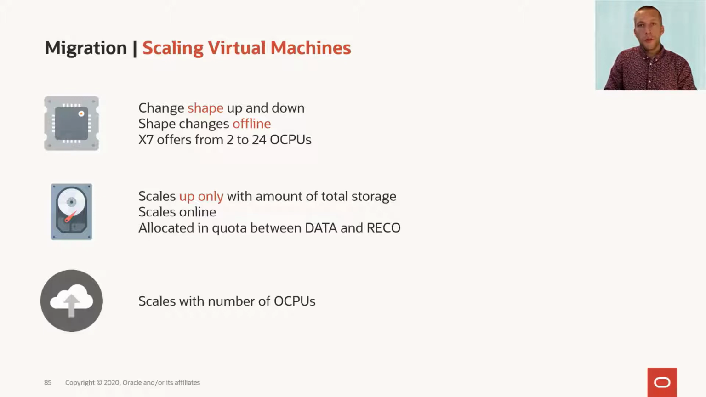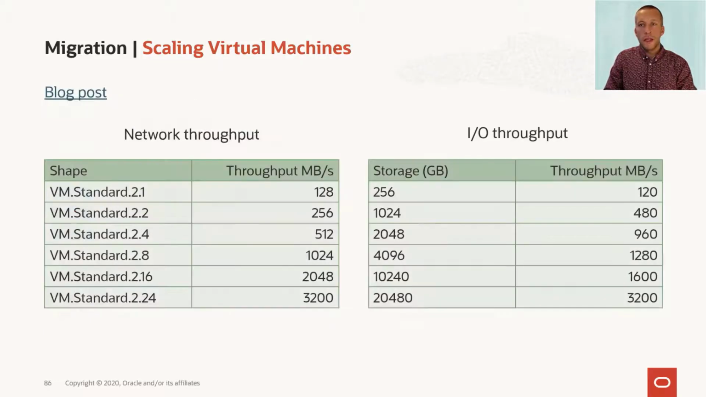The network throughput scales with the number of OCPUs, and we can see that on the next slide. On the left side, you can see the correlation between the number of OCPUs on your VM and the network throughput that you can get. And you can see if you scale all the way up to 24 OCPUs, you can get a maximum throughput of 3,200 megabytes a second, theoretically. So that equals a 25 gigabit network. On the right-hand side, you can see the correlation between the total amount of storage and the capabilities of the I/O subsystem. So in order to match the speed of the network, you have to provision at least 20 terabytes of storage.